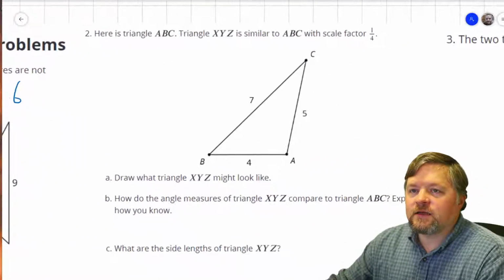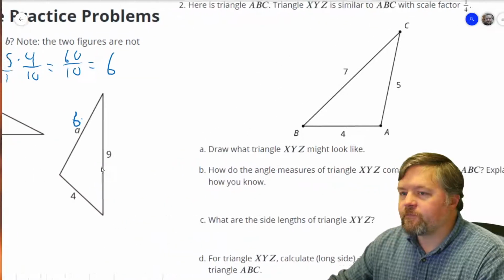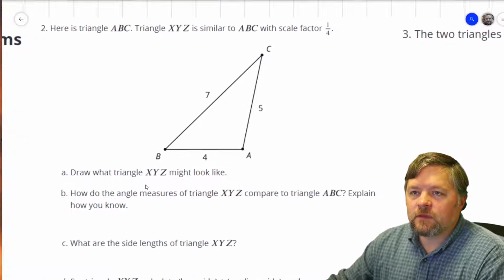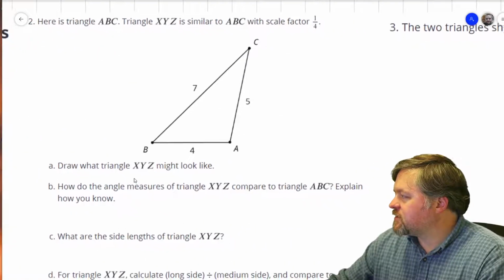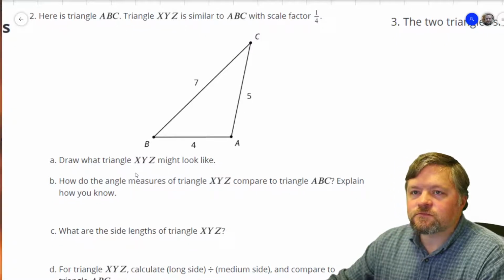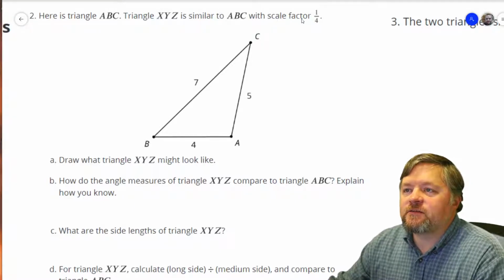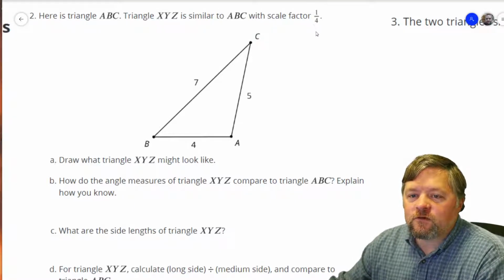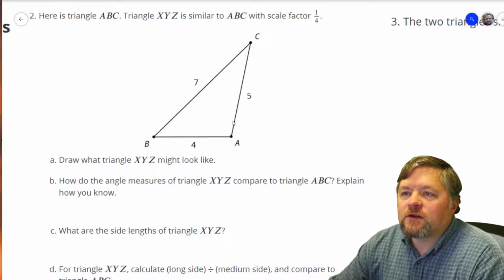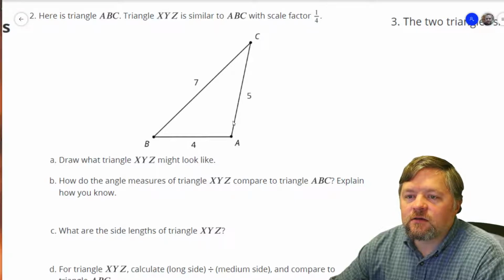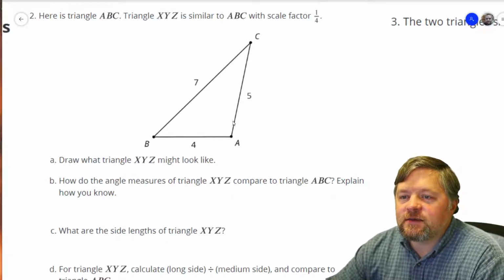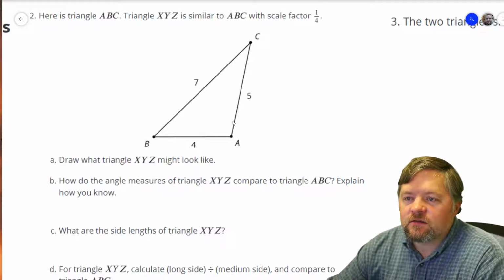Okay, what is next? Here is triangle ABC. Triangle XYZ is similar to ABC with a scale factor of 1/4. Draw what XYZ might look like.